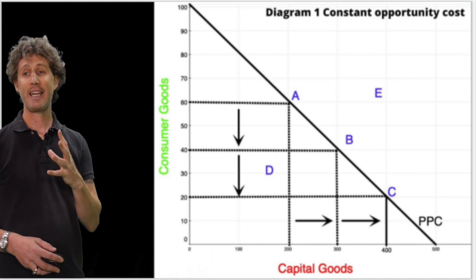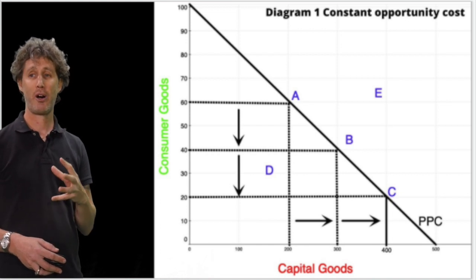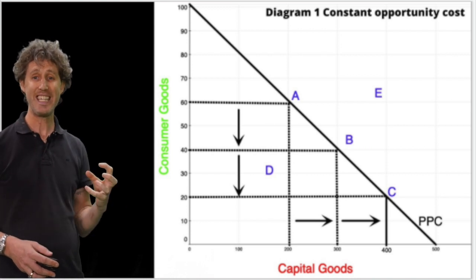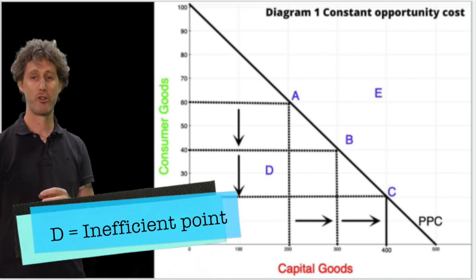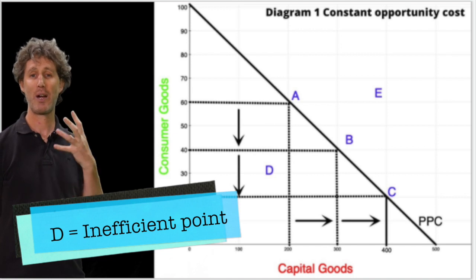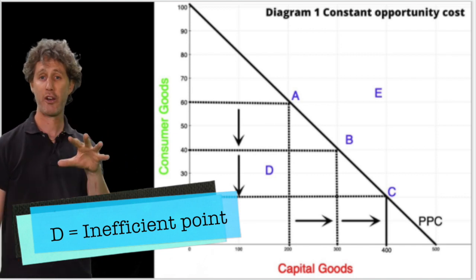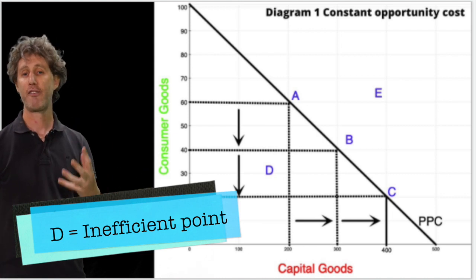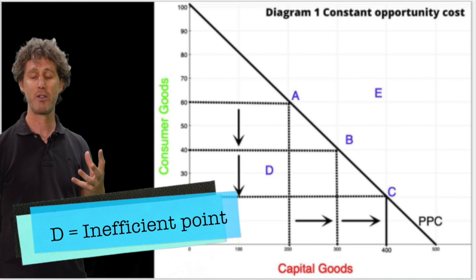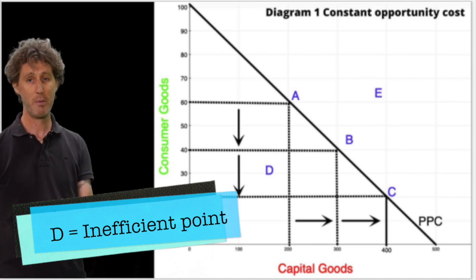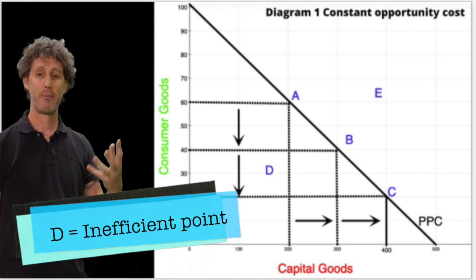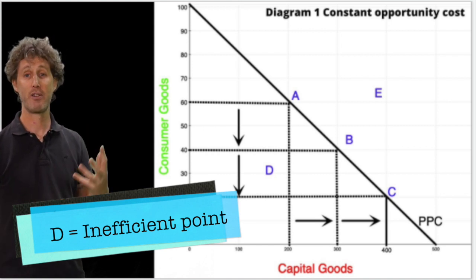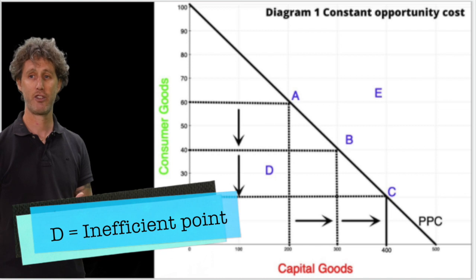Now, there are two other points on this diagram as well. For example, there's point E and point D. Point D represents an inefficient point. This is a point where we're within the PPC curve. We're not using our resources efficiently. There are unemployed factors of production. There's land that's not being used efficiently. Labor is maybe not being used efficiently. There's probably a lot of unemployed workers at this point, and capital is not being allocated efficiently.